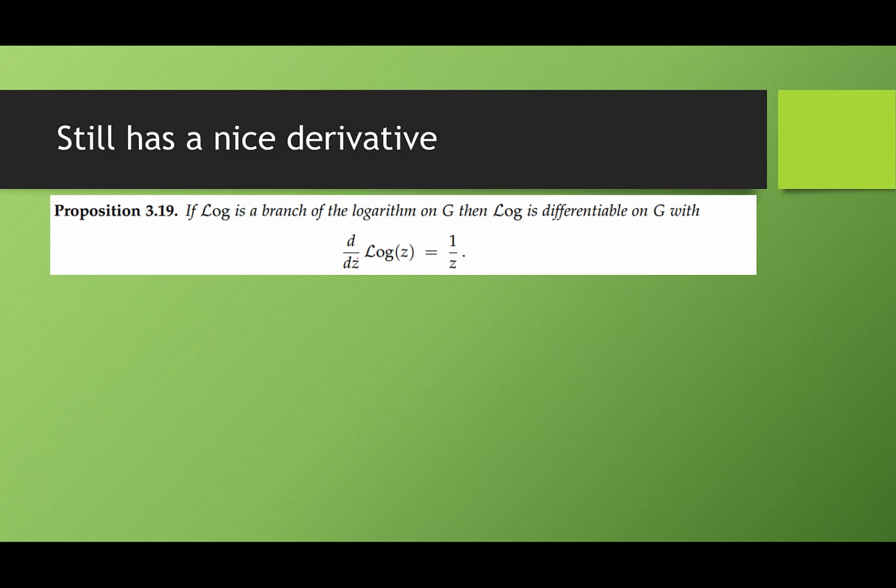So the derivative of the log function, and actually this is true for any branch of the logarithm, not just the principal log, but the derivative of the log function with respect to z is just 1 over z, just like it is back in calculus. Now I'm just going to say a proof. If you wanted to prove this, you use the inverse function theorem that we talked about a bunch of videos ago. But in any case, the log still has a pretty nice derivative, 1 over z.